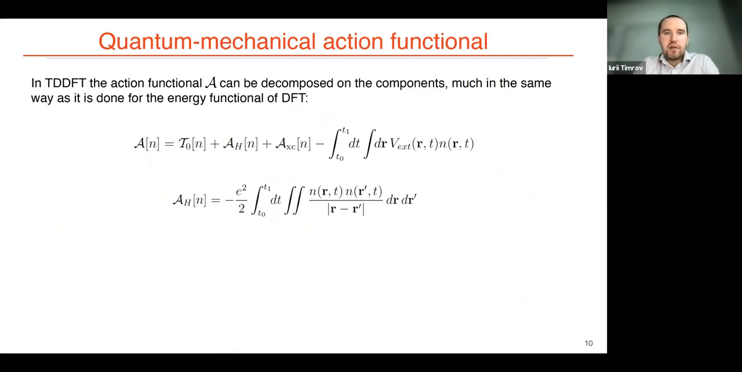Now let's discuss a bit more about this quantum mechanical action functional. In TDDFT, the action functional A can be decomposed into components like in the static case. If you remember last week, we wrote the functional as a sum of several terms. Here it's a very similar thing. We have the kinetic term, the Hartree term, and the exchange correlation term.